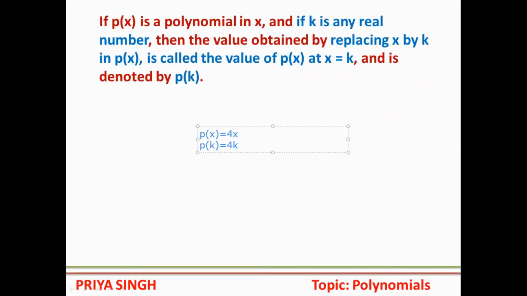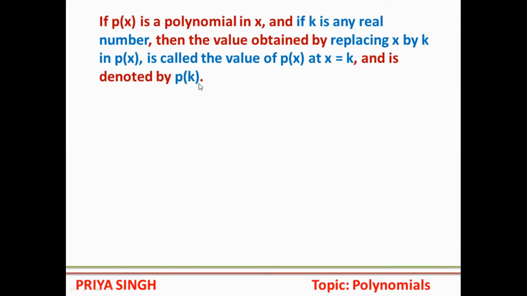Now I will read it again so that you get the answer. Let me clear all the drawings I have drawn. If p of x is a polynomial in x, and k is any real number, then what I did was replace x by k in p of x and got the answer, and called it p of k. So this is how we calculate p of k.